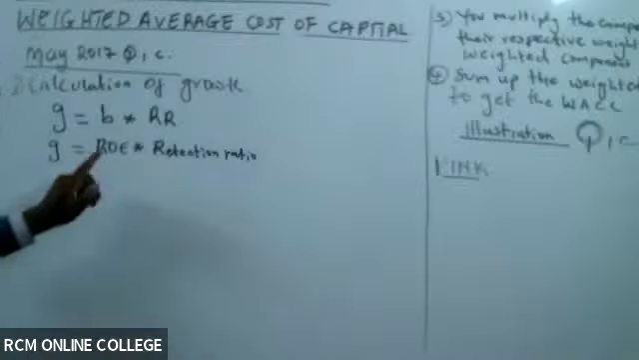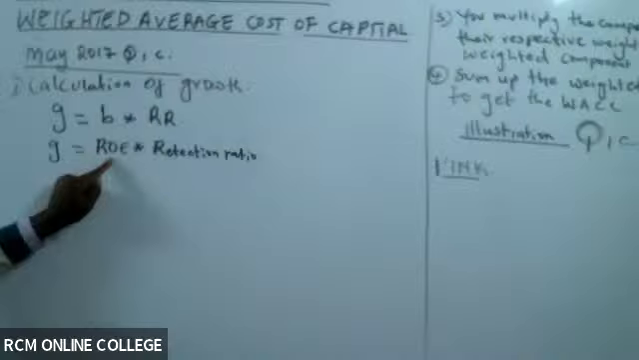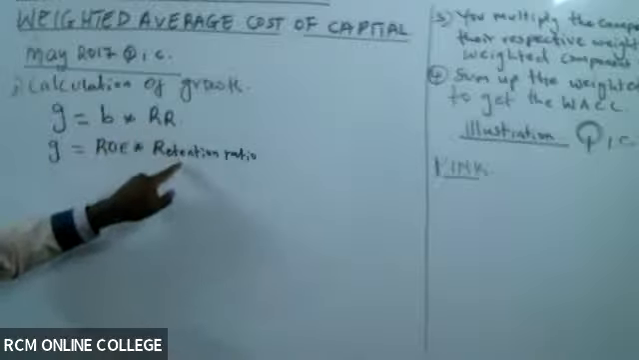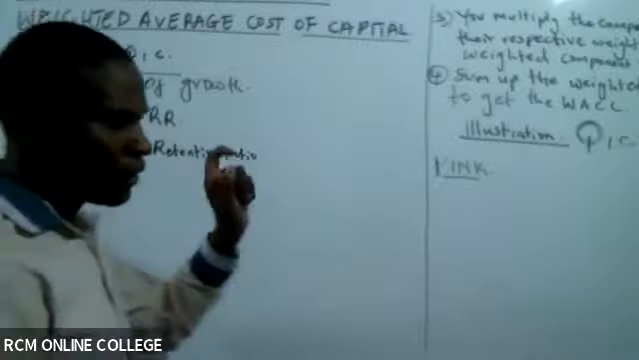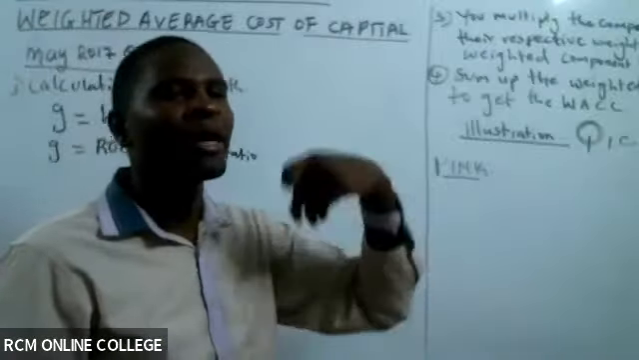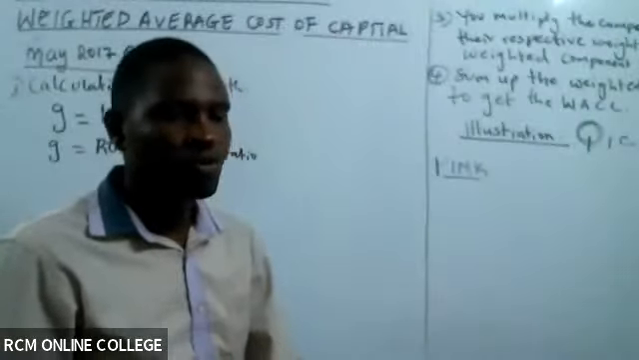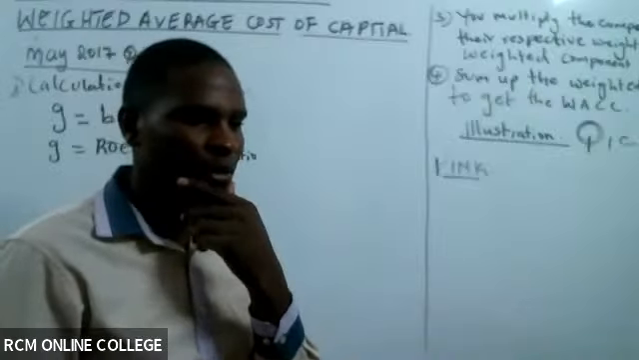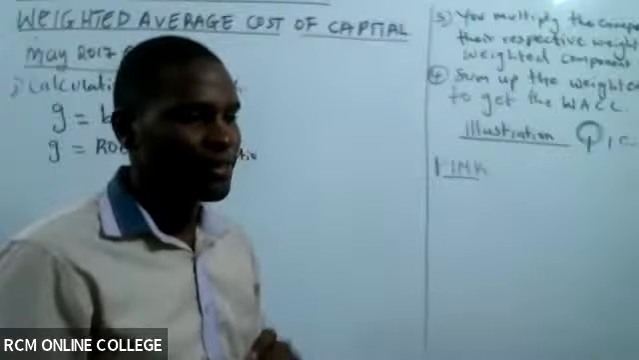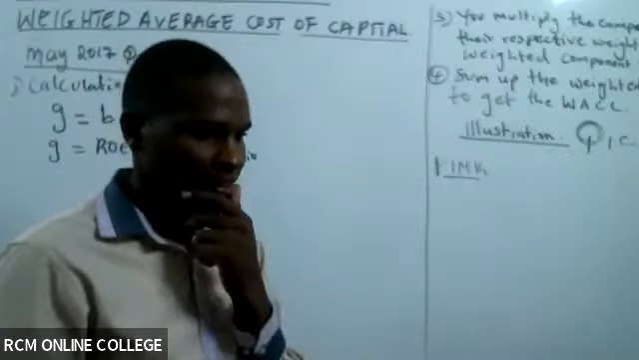Sasa, we have here ROI is our B. RR is our retention ratio. Retention ratio, we get it after knowing the payout ratio. From the question, additional information, what is our payout ratio as a percentage?